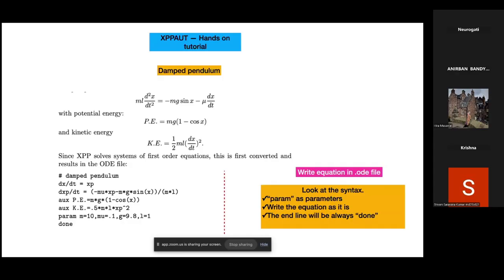And if you want to know more about XPPAUT, they have good documentation, and this is the way you can write the XPPAUT equations. They have a defined .ode file where you can just write down those differential equations, mention the parameters, and then at the end you have to write done. I mean, this is the end of the differential equations. Then you can plot it. I'll show you after I finish the theory.